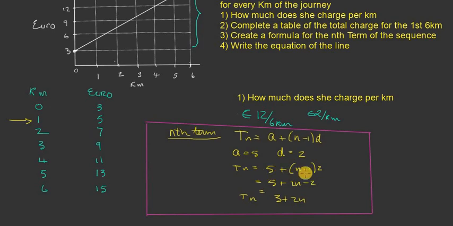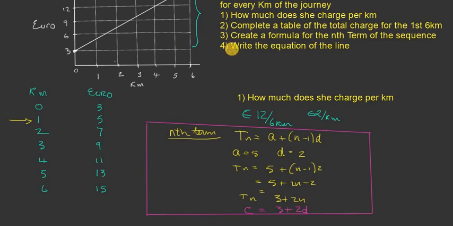So Tn = 5 + (n − 1) × d. I multiply that out, I'm going to get 5 + 2n − 2. 5 minus 2 is 3, so 3 + 2n is my nth term. You're not asked in this case, but this Tn stands for euros. So you could say the cost C is equal to 3 plus, and instead of saying n, it would be maybe k for kilometre, so I'm going to say d for distance.